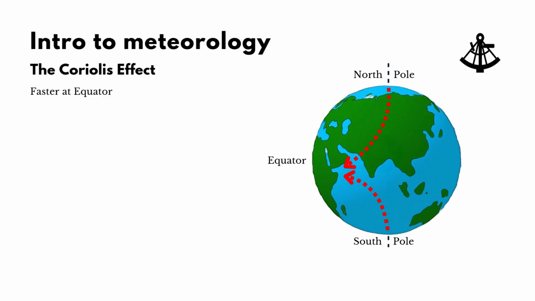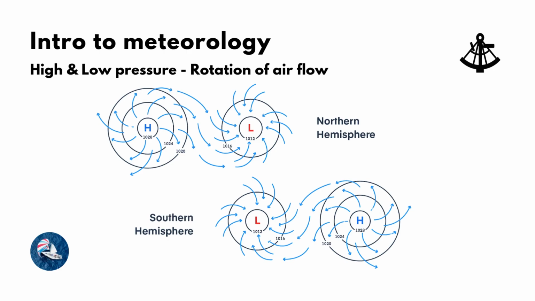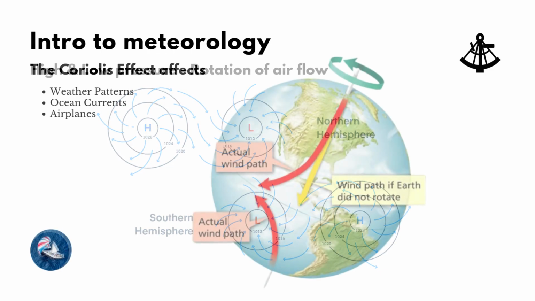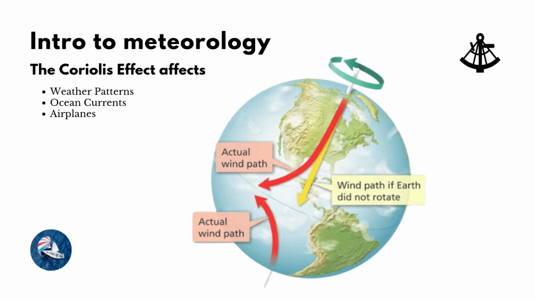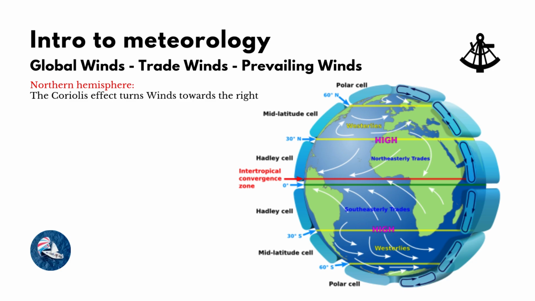Because of this, the wind will curve, causing the winds to rotate clockwise around the high and counterclockwise around the low in the northern hemisphere. In the southern, it will be opposite. The Coriolis effect affects weather patterns, ocean currents, even airplanes. In the northern hemisphere, the Coriolis effect gives us the global winds, like the northeasterly trade winds that take sailors from Europe to the Caribbean for Christmas, and the prevailing westerlies that take them back to Europe later in the year.